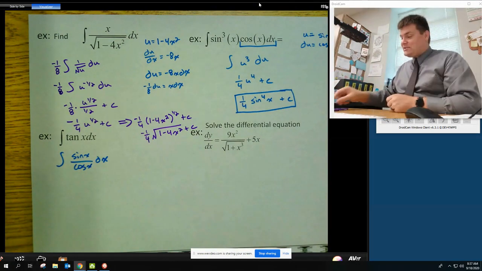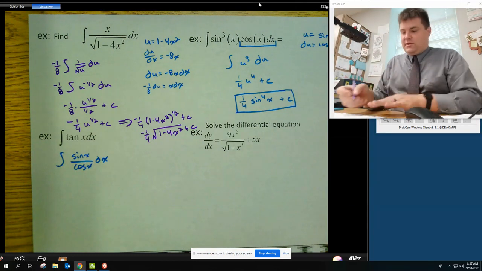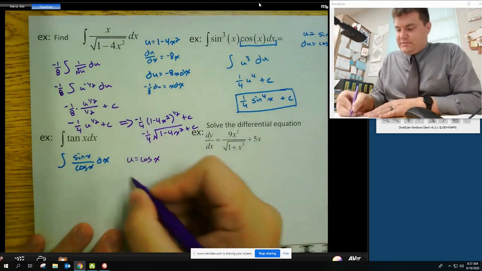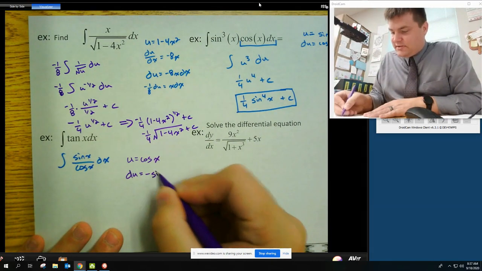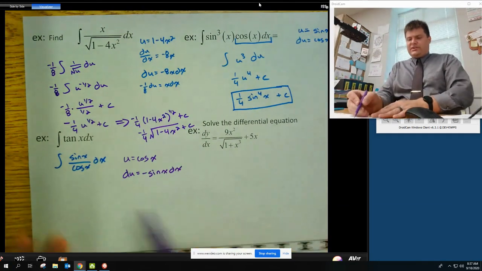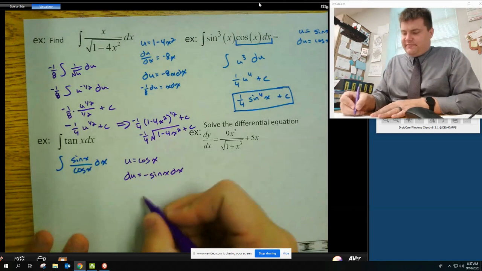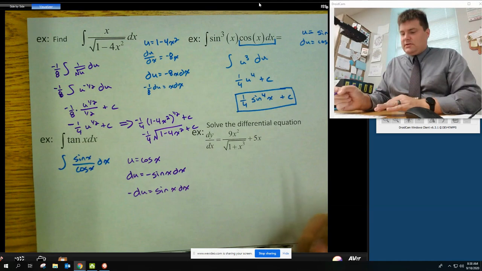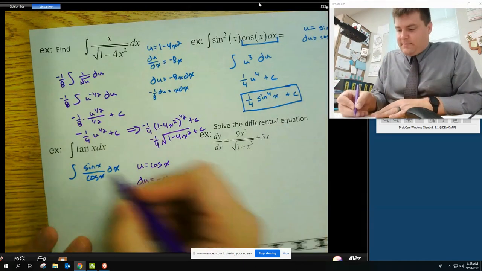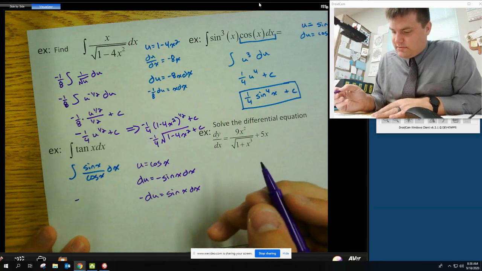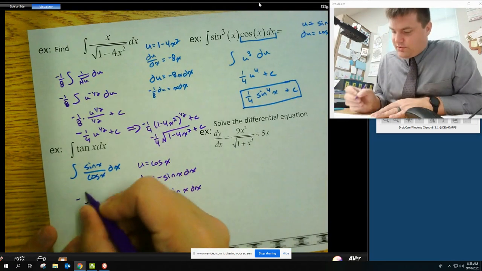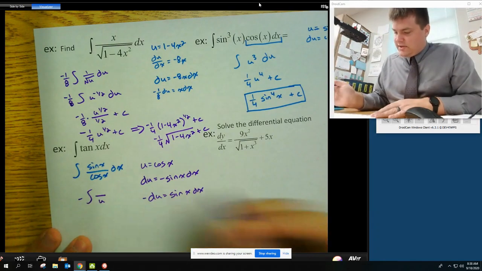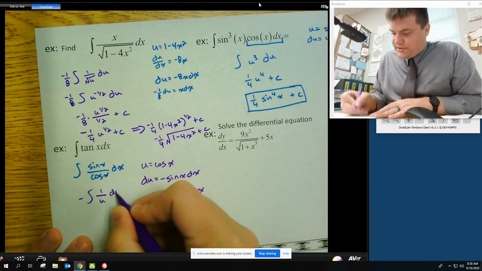So since we can't cancel cosine, let's manipulate cosine. So let's let u equal cosine of x. So du is going to equal negative sine of x dx, which I do have that sine dx there. I'm just going to flip that negative on the other side. So now this is going to become negative integral of, well, that cosine on the bottom is a u, and then this is a 1 on top, and that's a du right there. Okay?